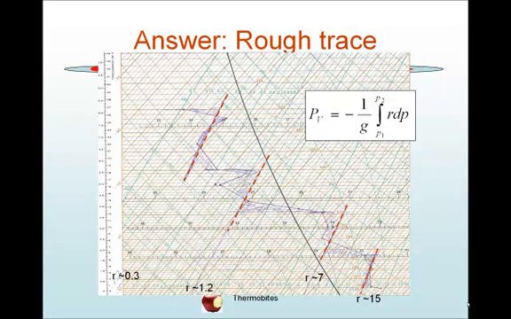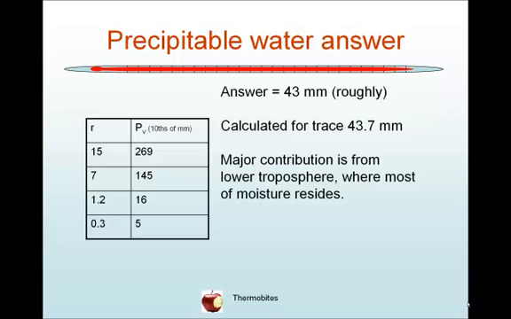When we add all those values up, or rather we calculate the precipitable water, here are the values. So there's 269 tenths of millimeters in the lowest layer, down to 5 in the top. When you add up all of those, it's about 43 millimeters roughly. The calculated value for this particular trace was 43.7, so it's not a bad approximation. And as we've noted, most of the moisture resides in the lower part of the troposphere, and that's what makes the largest contribution to the precipitable water.